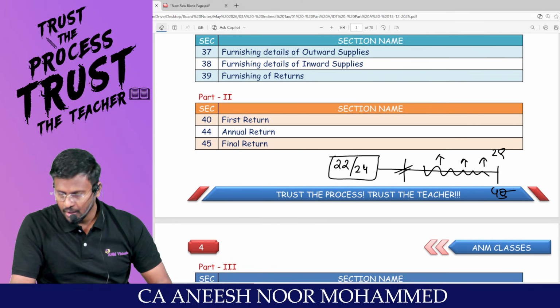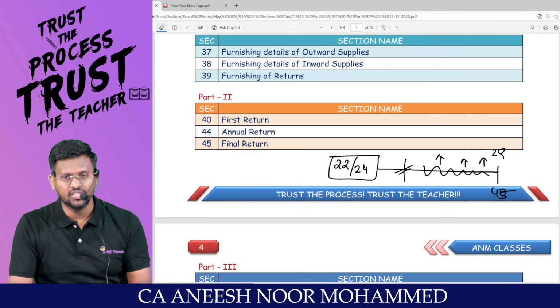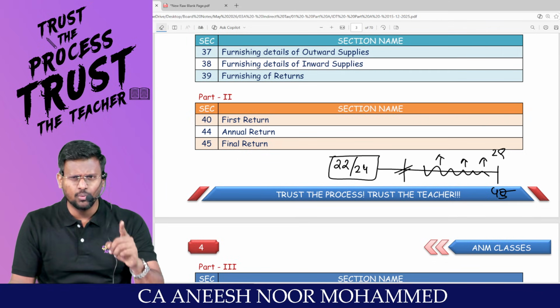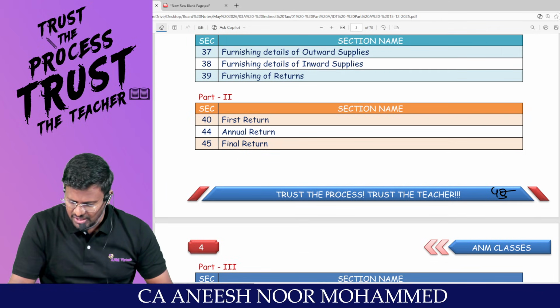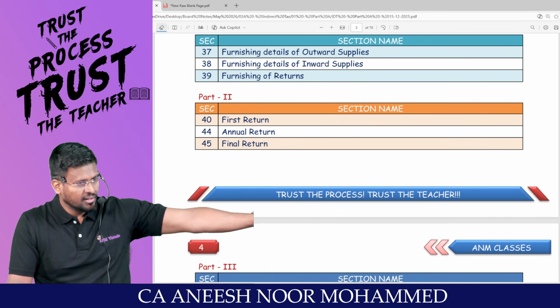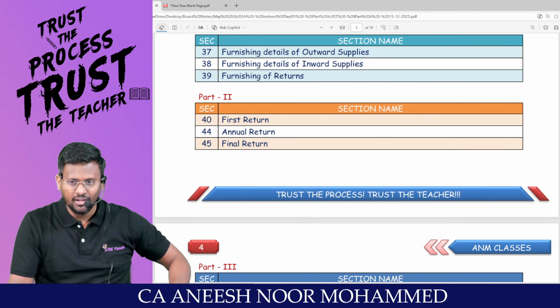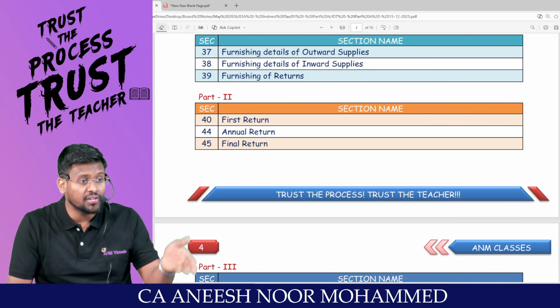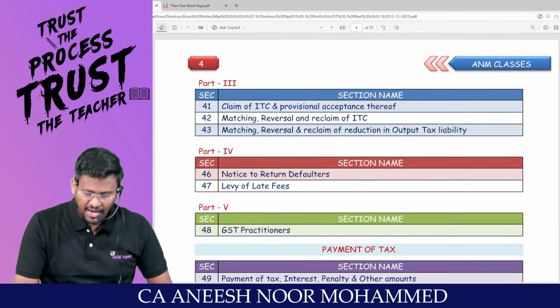So once you take registration either under section 22 or under section 24, the first return you file is called the first return under section 40. The last return after you close is called the final return under section 45. In between, every year you are supposed to file a return called the annual return.